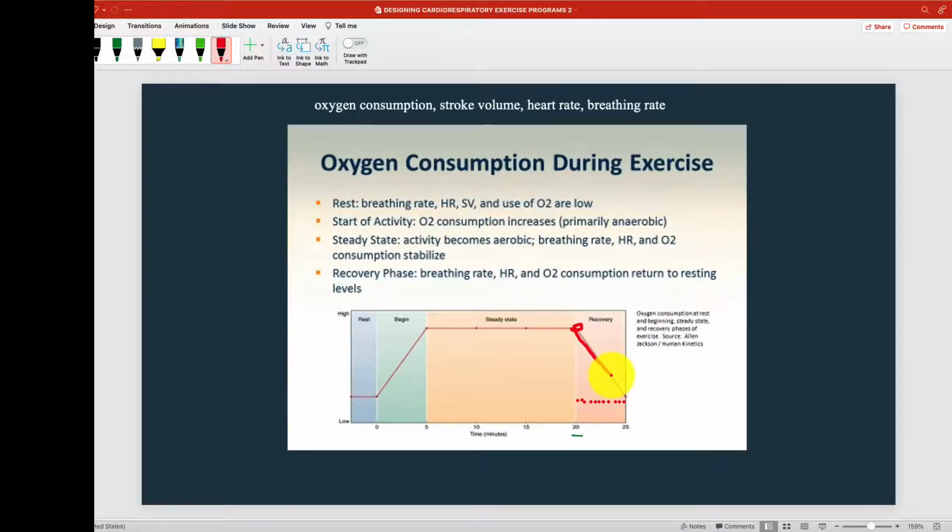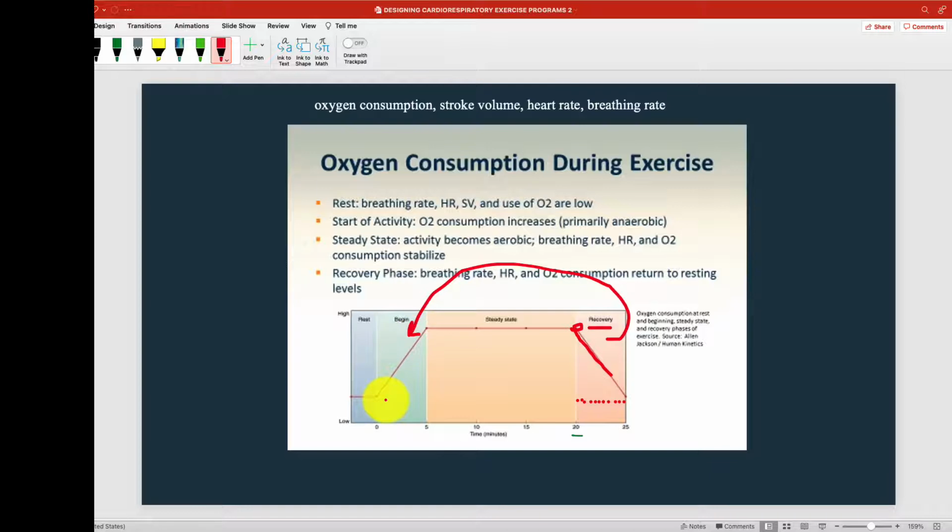It doesn't immediately drop back down to resting levels, and it's doing this in order to replenish the oxygen supply throughout your body. Okay, so we're basically bringing in more oxygen at this kind of slow pace so we can regenerate all the oxygen that we want to resupply throughout the body. And so you can see here that the changes in your oxygen consumption throughout an acute bout of exercise are very dynamic, all right? So essentially when we're recovering, we're kind of paying back this debt, right?